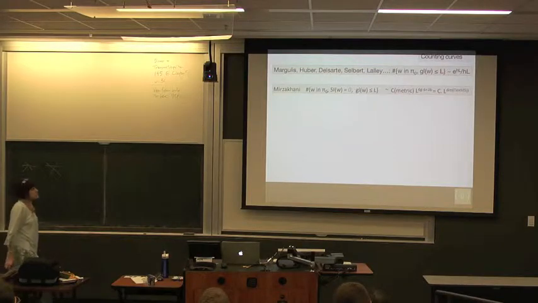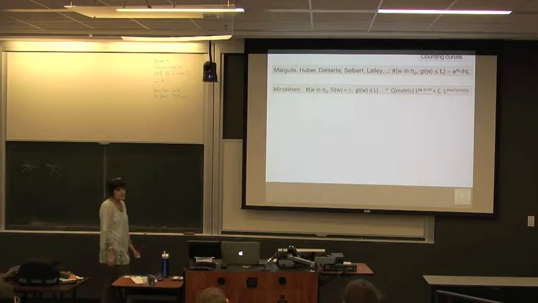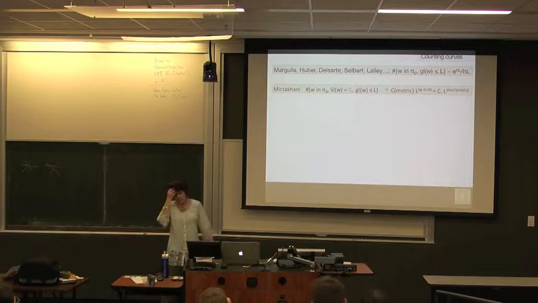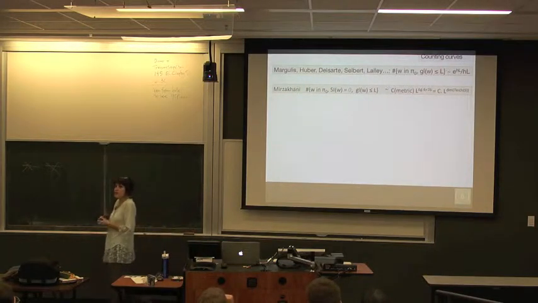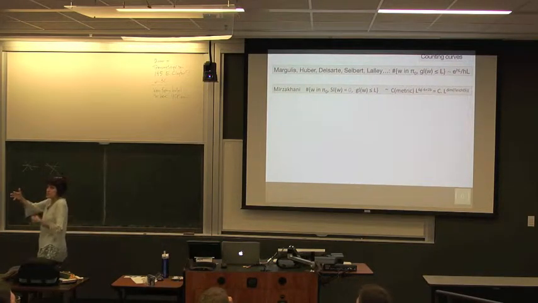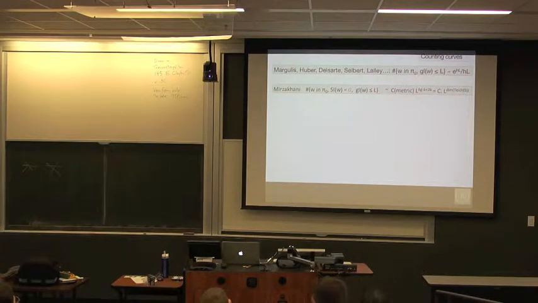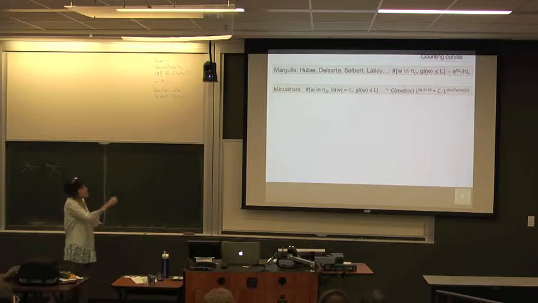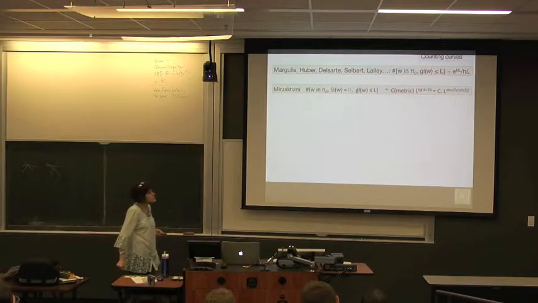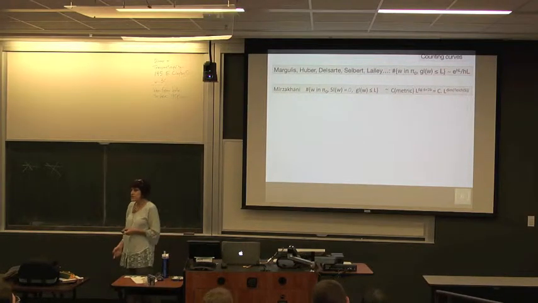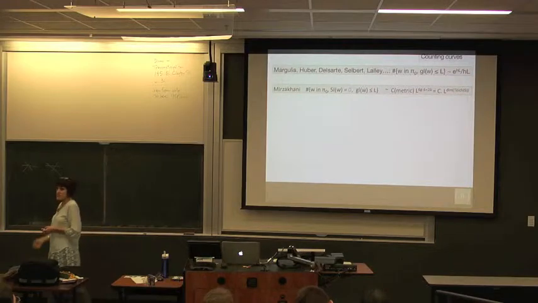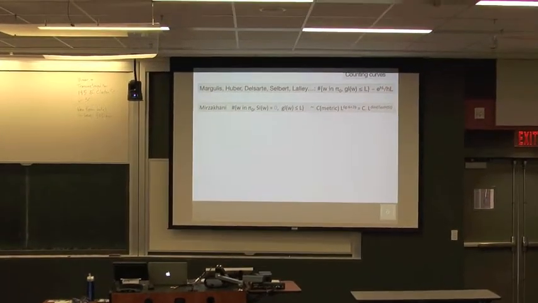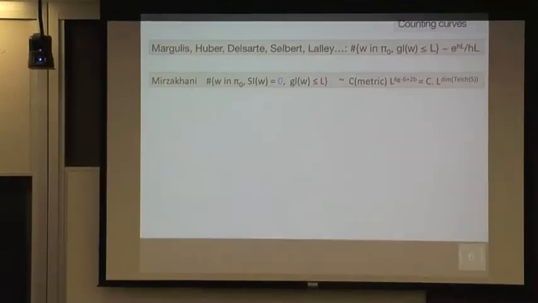And then we have this beautiful result of Maria Mirzakhani that if you want to count only the geodesics with no self-intersection up to length L, that grows as a polynomial, and the degree of the polynomial is the dimension of the Teichmuller space of the surface, and she computes the leading coefficient of that. The leading coefficient depends on the metric.